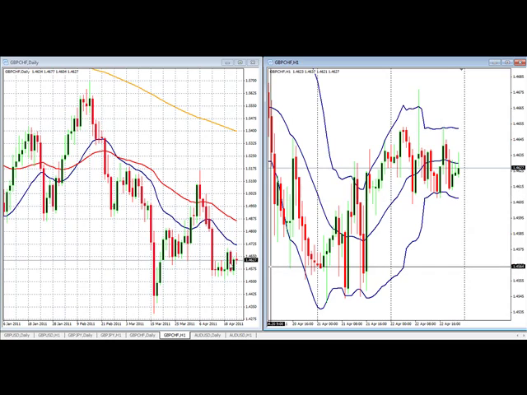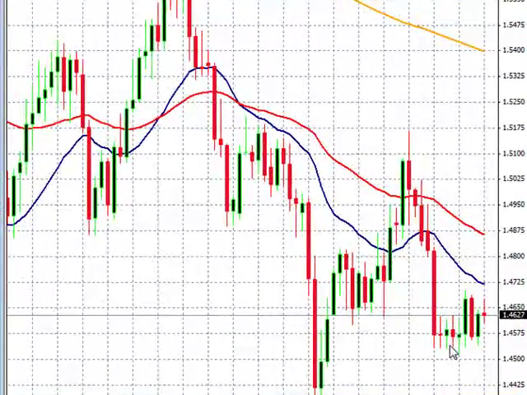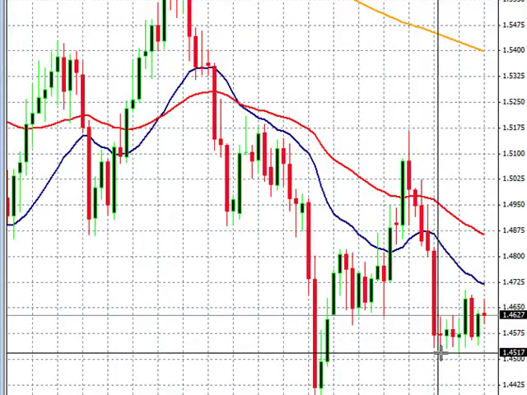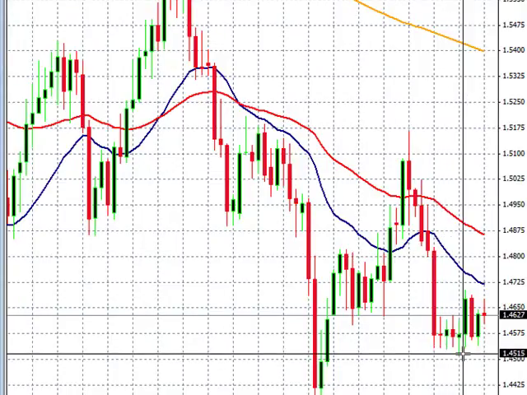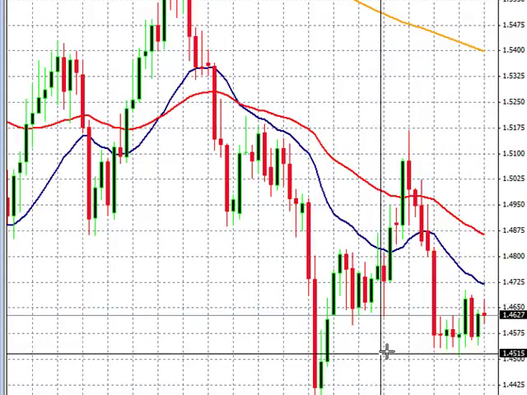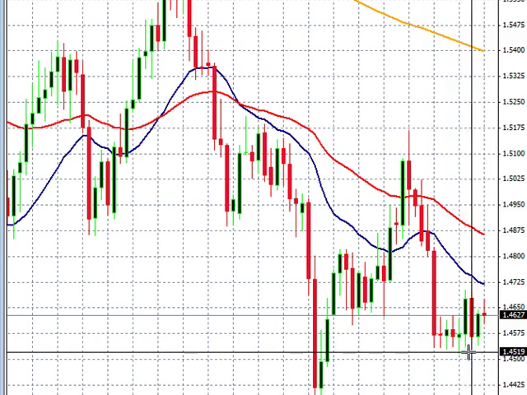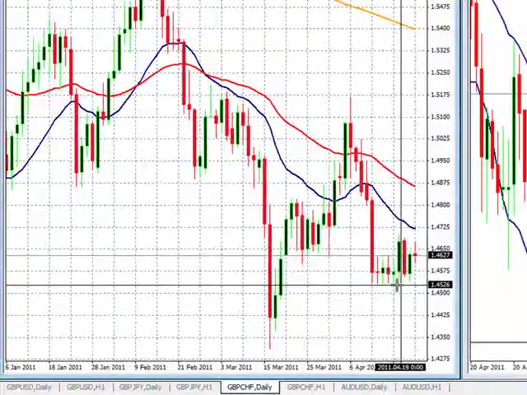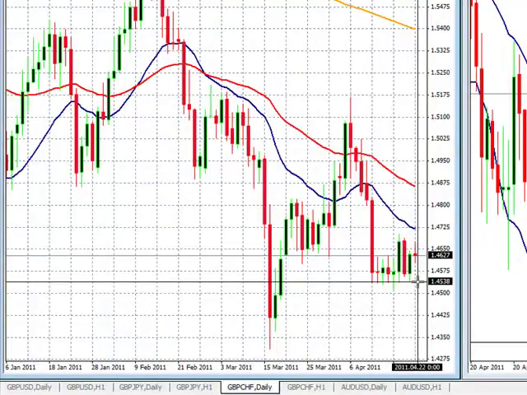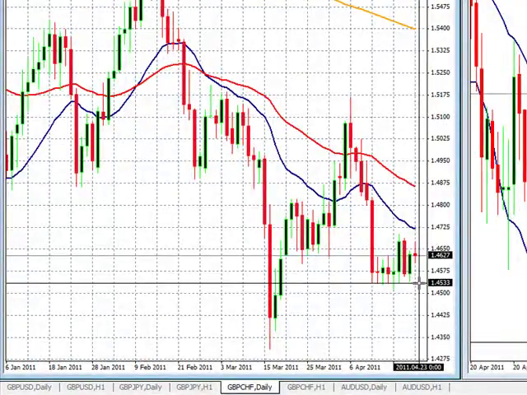But the thing about making a new low is that we have how many wicks here? We have 1, 2, 3, 4, 5, 6, 7, 8. So certainly the buyers are bringing in value here at this price level. So trading to the downside, you have to be aware that buyers are coming in here at this 1,453 price level.